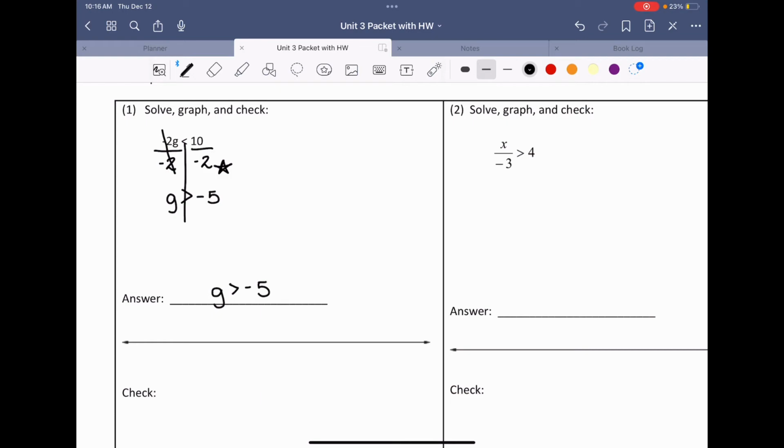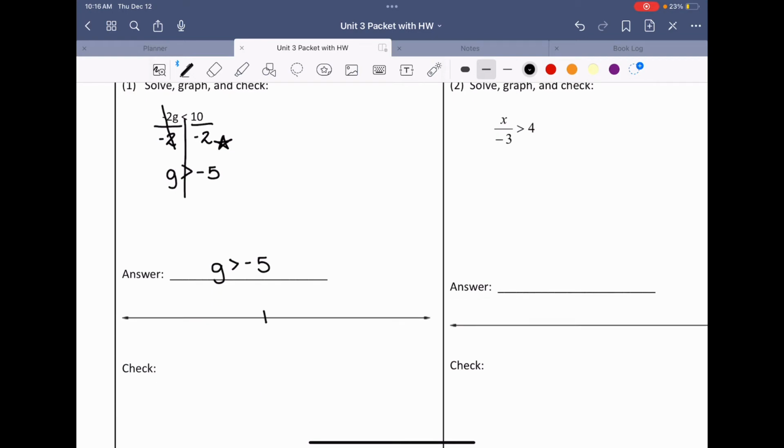I'm going to set up my number line. Negative 5 goes in the middle. Be careful, you're counting up to the right, down to the left. I'm going to put a circle at negative 5, and it should be an open circle. And then any value greater than negative 5 should work in my solution.